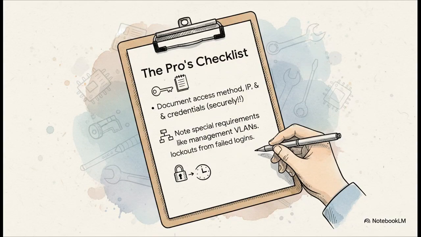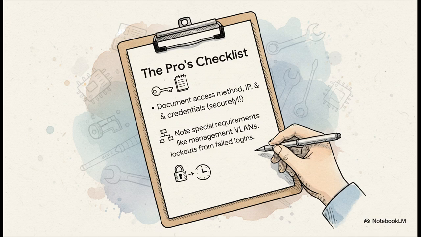So it all comes down to building these pro-level habits. This checklist right here, this is how you save your future self from a massive headache. First, document everything. How to get in, the IP, the credentials, and for goodness sake, put it somewhere secure like a password manager. Second, make a note of any weird stuff, like if you need to be on a specific management VLAN to even talk to the device. And last but not least, be aware of security lockouts. You don't want to fat finger the password a few too many times and lock yourself out right when the pressure is on.